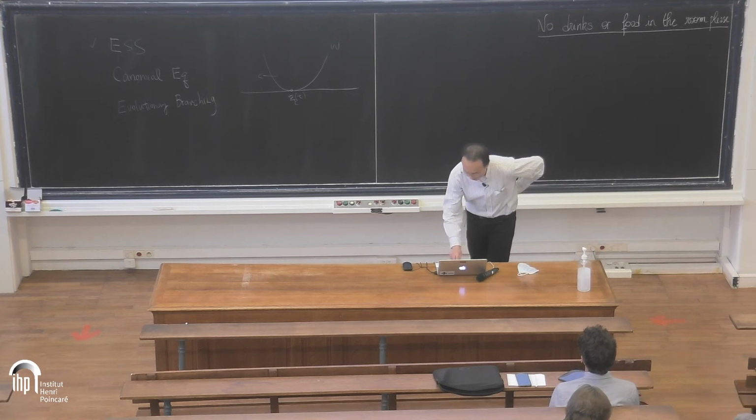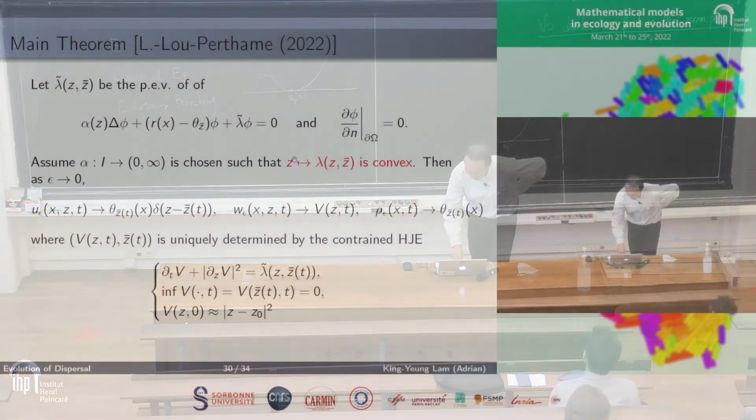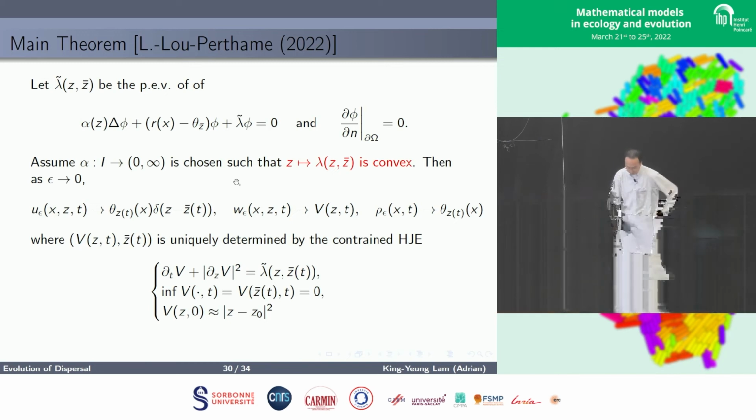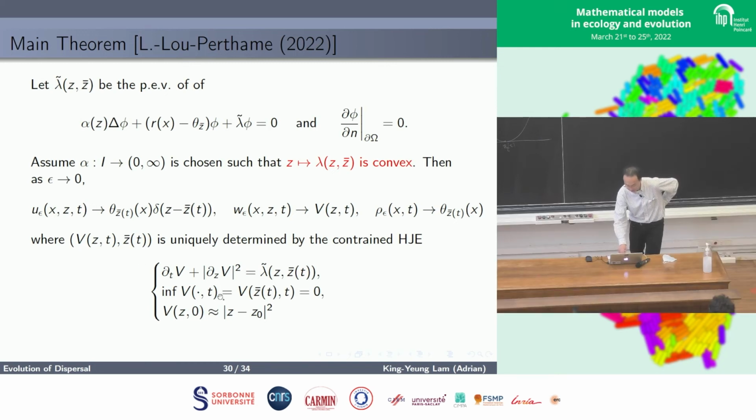Assuming that the elliptic value, which is the invasion fitness, is convex in Z. Okay, so this is related to the choice of alpha. If alpha is chosen so that in this problem lambda tilde is convex, then the dominant trait can indeed be uniquely determined by the Hamilton-Jacobi equation.